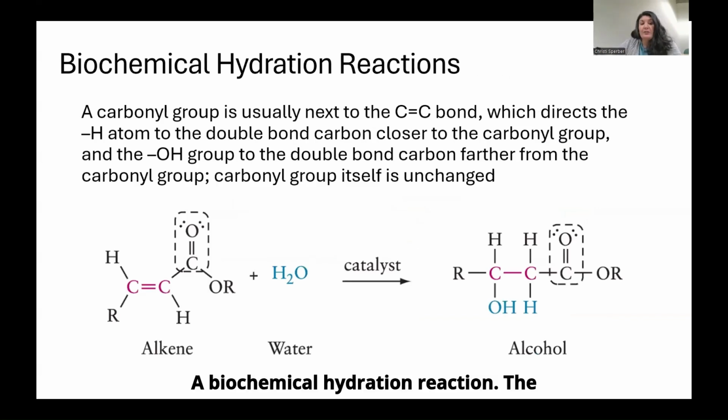In a biochemical hydration reaction, the carbonyl group is usually next to the carbon-carbon double bond, and this directs the hydrogen atom to the double bond carbon closer to the carbonyl group, and the hydroxyl group to the double bond carbon farther from the carbonyl group. The carbonyl group itself is unchanged. So you have a double bond next to a carbonyl group. The OH is going to bond to the carbon furthest away from the carbonyl group, and the hydrogen is going to bond to the carbon bonded to the carbonyl group.